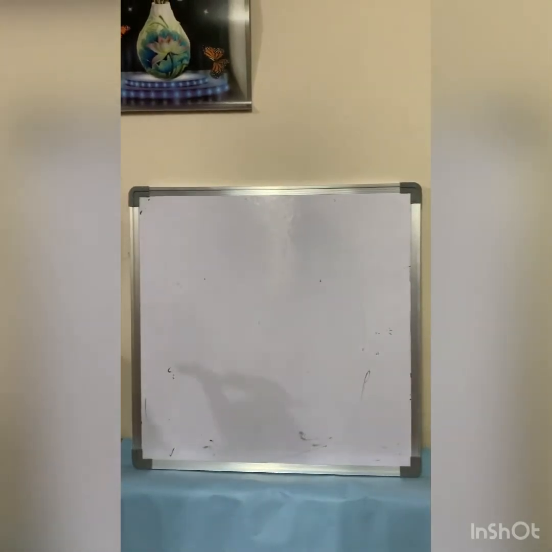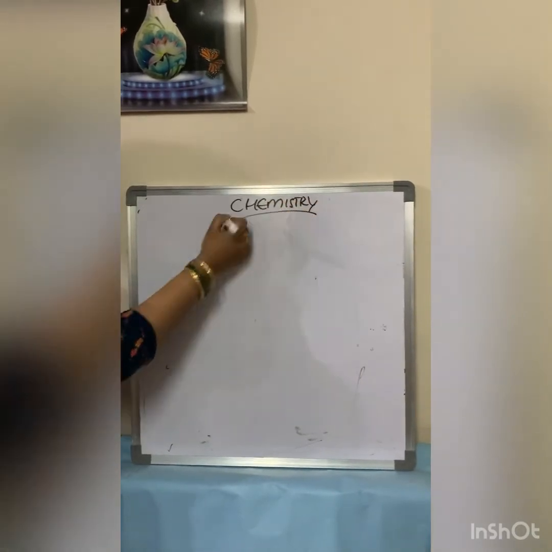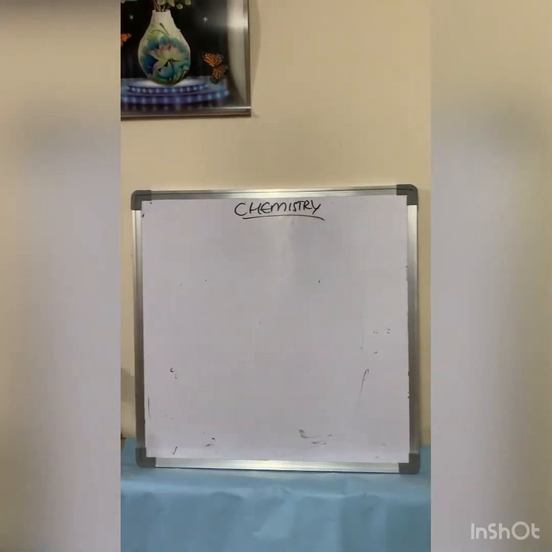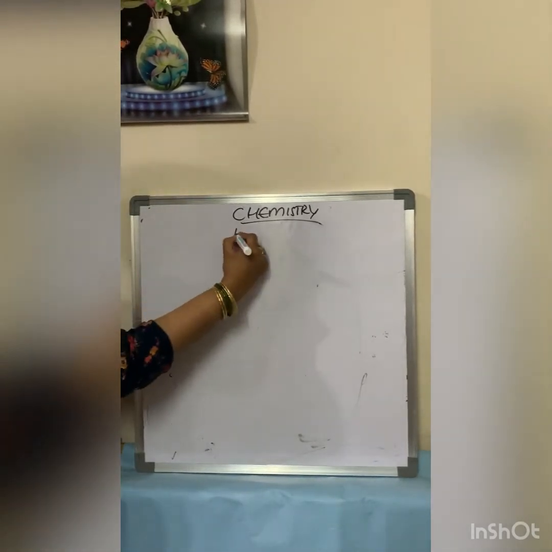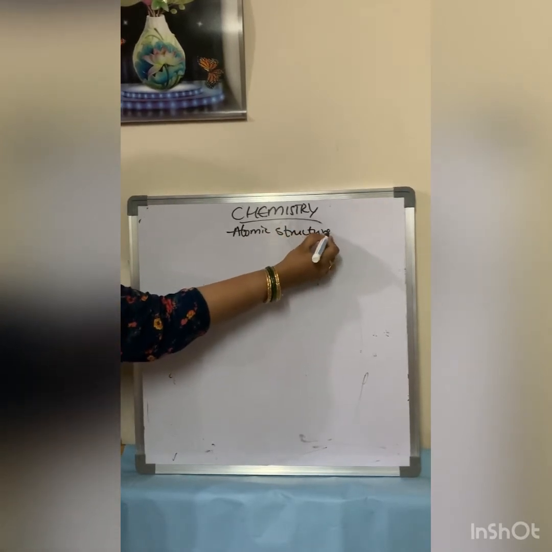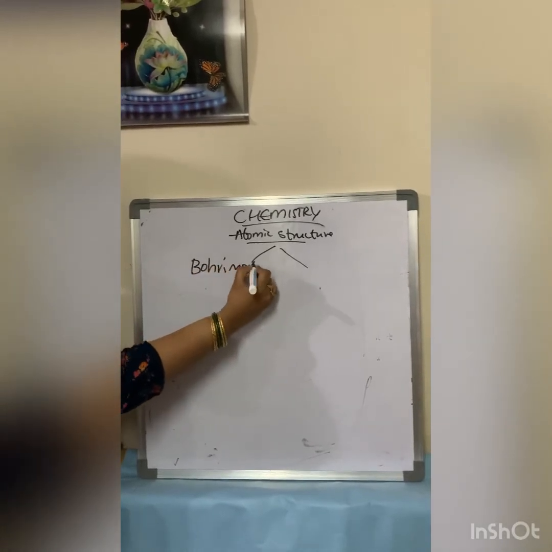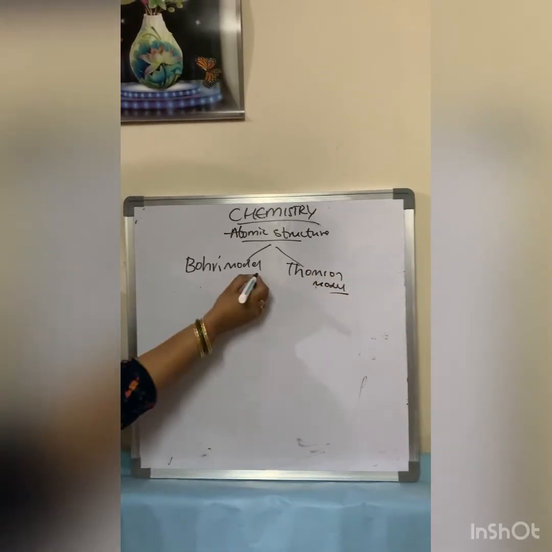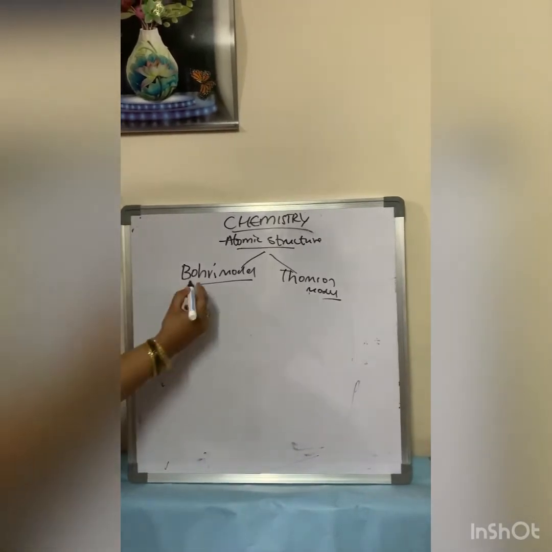Hi everyone. In the last class we have seen the Rutherford atomic model, which is more important compared to the other models. I told you that I'll explain Bohr's and Thomson's models. In atomic structure, the Rutherford model I have already explained, and now Bohr's model and Thomson model. I'll explain the concept in this, not all the content, but only the concept.